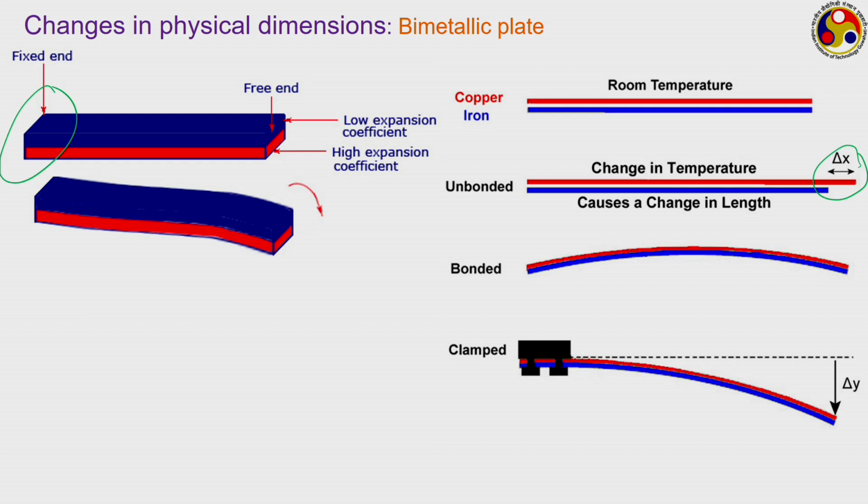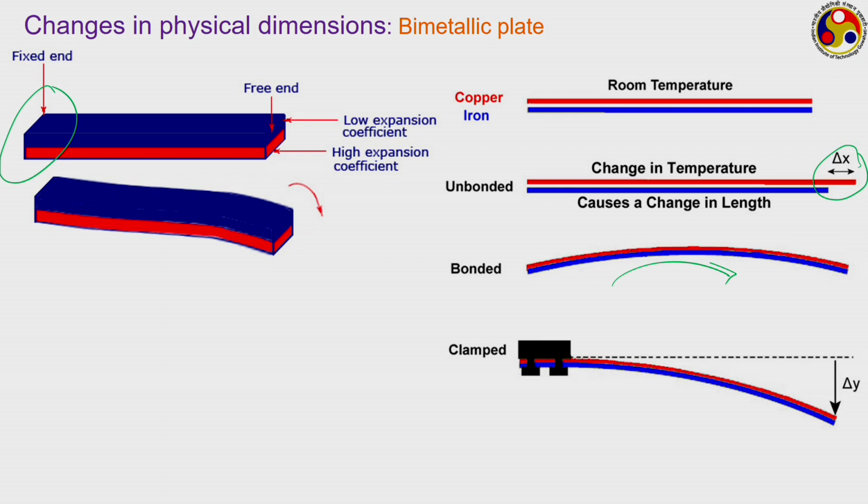But when they are bonded with each other, of course copper can't bend or increase length without affecting the length of the iron part, and therefore it forms a bend like this. Just look at this one here: definitely the red one, as it is on the outer side, has a longer length compared to the blue one, which is on the inner side.